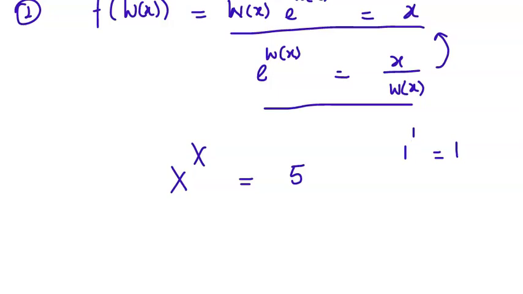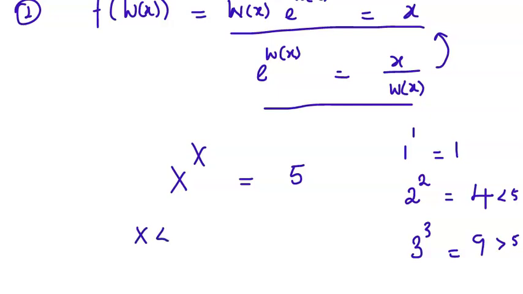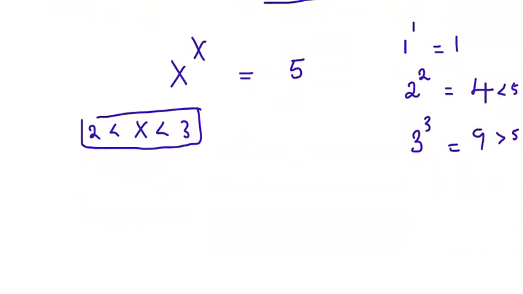Okay, now we have here 2 raised to the power of 2 is equal to 4, right? We have 3 raised to the power of 3 is equal to 9. So you can see that this one here is less than 5, while this one is greater than 5. So this is telling us that our solution lies between 2 and 3. So we can say 2 is less than x and x is less than 3. Okay. Now let's talk about how we can solve this equation using this Lambert function.